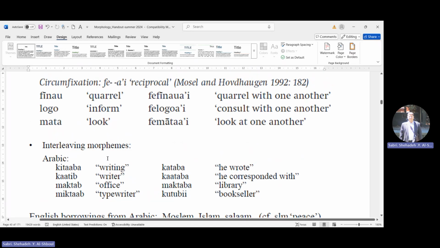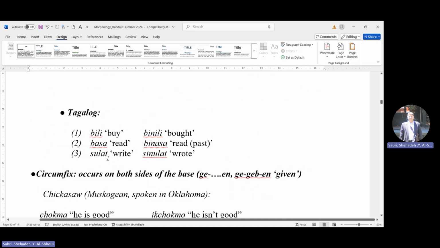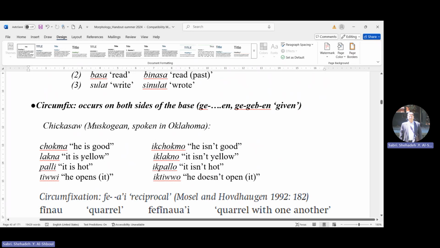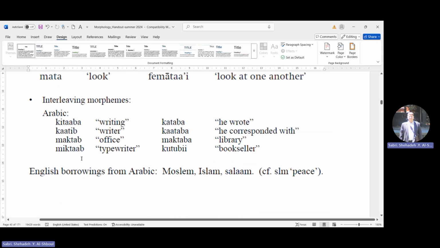Last time, if you remember, we talked about the morphemes and how they function in the language, whether they are prefixes, suffixes, interfixes, or circumfixes, as we saw with different examples. Today, we are going to start with another type of morphemes, which is called the interleaving morphemes.